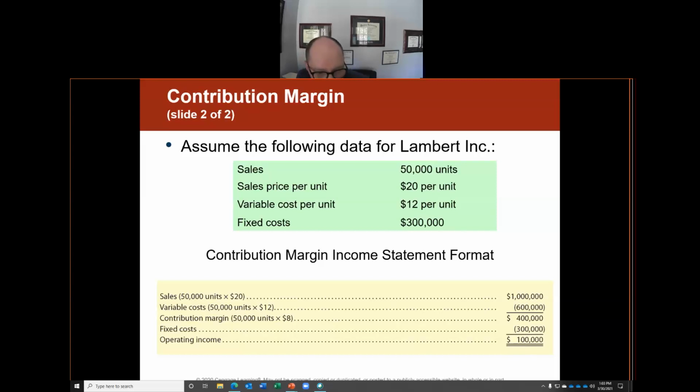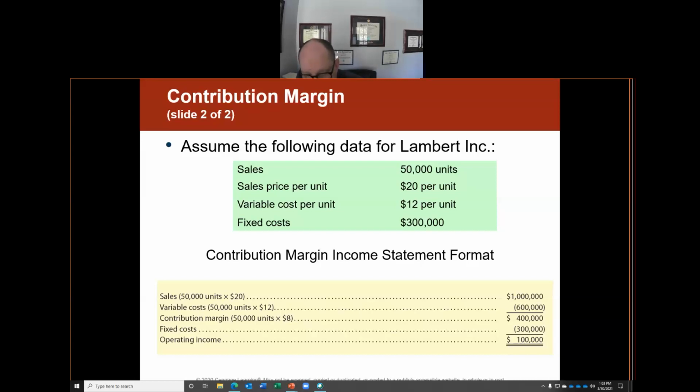How do we find our contribution margin per unit? It's the difference. So our sales price was $20 per unit. Our variable cost per unit is $12. 20 minus 12 equals 8. That means that we have a unit contribution margin of $8 per unit. $8 per unit times the number of units sold, it's the same, 400,000.